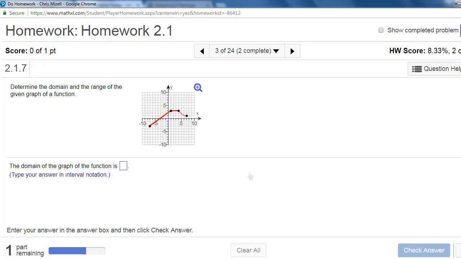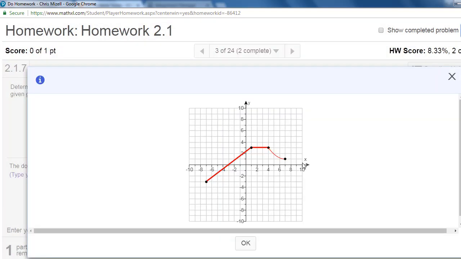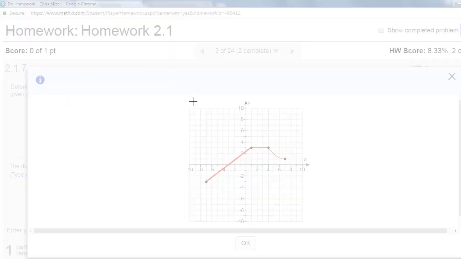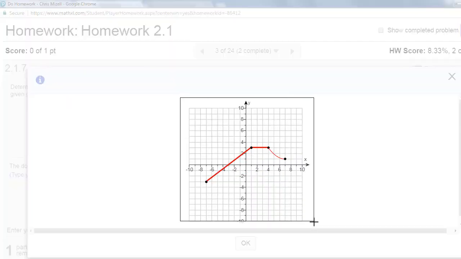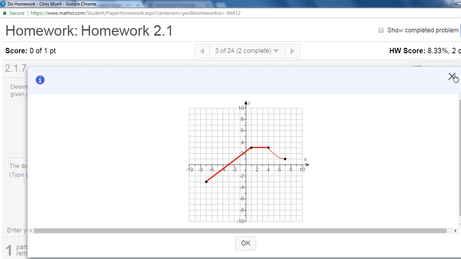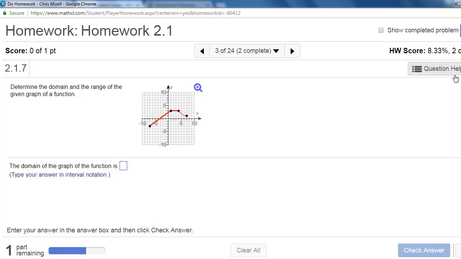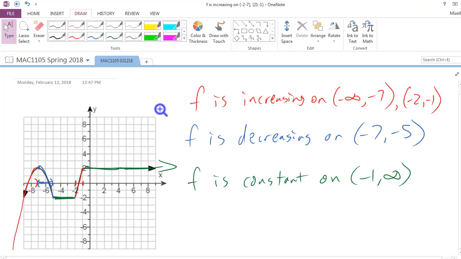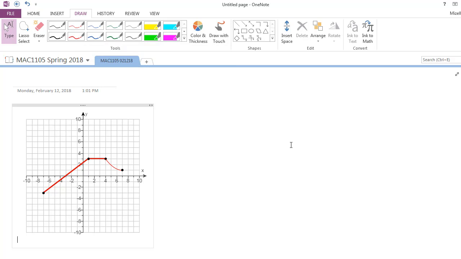Determine the domain and range of the function given the graph of the function. That's how I would phrase this problem. To determine the domain of a function given the graph, we ask ourselves questions like how far to the left does the graph go? How far to the right does the graph go for the domain? Because the domain is the set of all x coordinates of points on the graph. So it's the portion of the x-axis occupied by the graph.